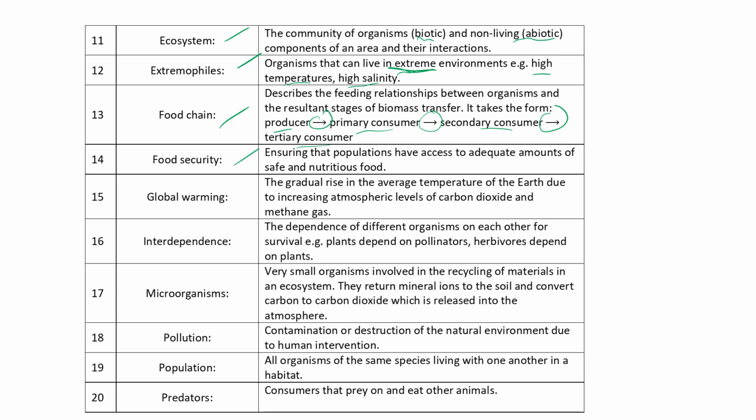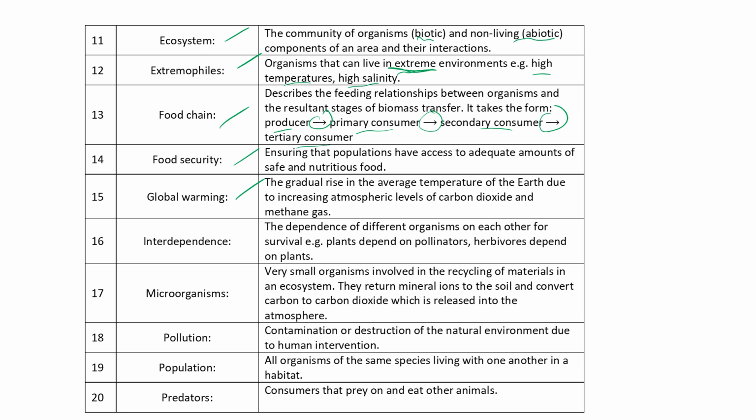The gradual rise in average temperatures of the Earth due to increased atmospheric levels of carbon dioxide and methane. Okay, so it's the greenhouse effect that is the blanket going around the outside, and the effect of the greenhouse effect is global warming.